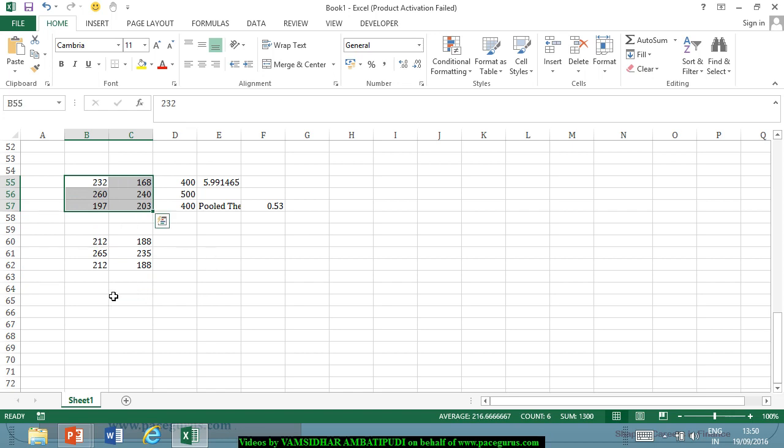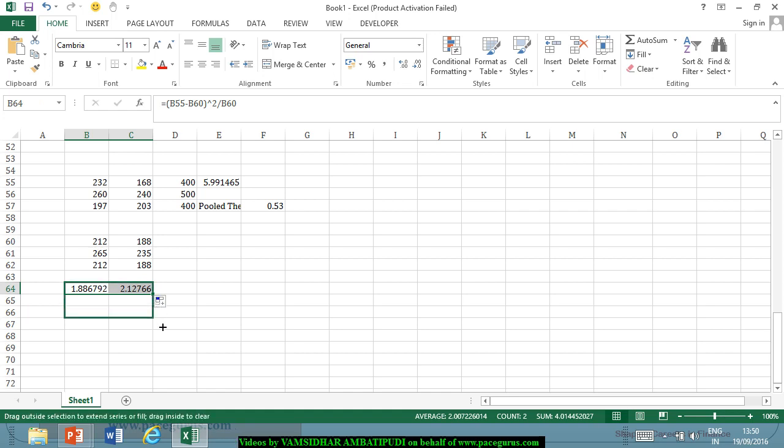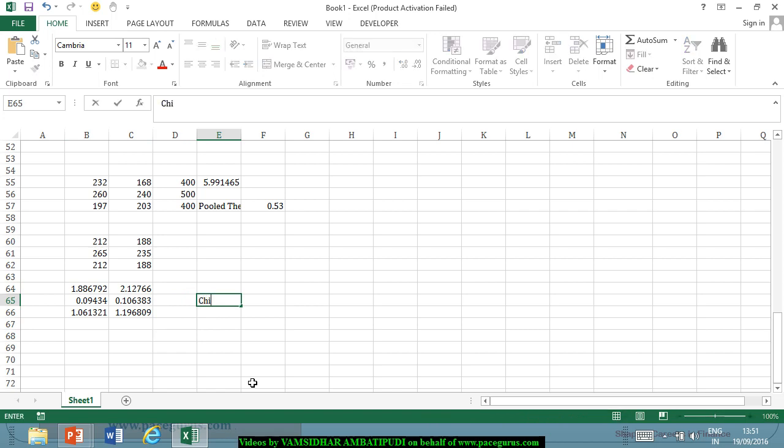Now I want to compute observed minus expected whole squared divided by expected. Like that I want to compute for all of them and I want to add them up. So for the first one, it's nothing but observed minus expected whole squared divided by expected. This is the computation that I am doing for all 6 sets. And the summation of all of them is my computed chi-squared value.